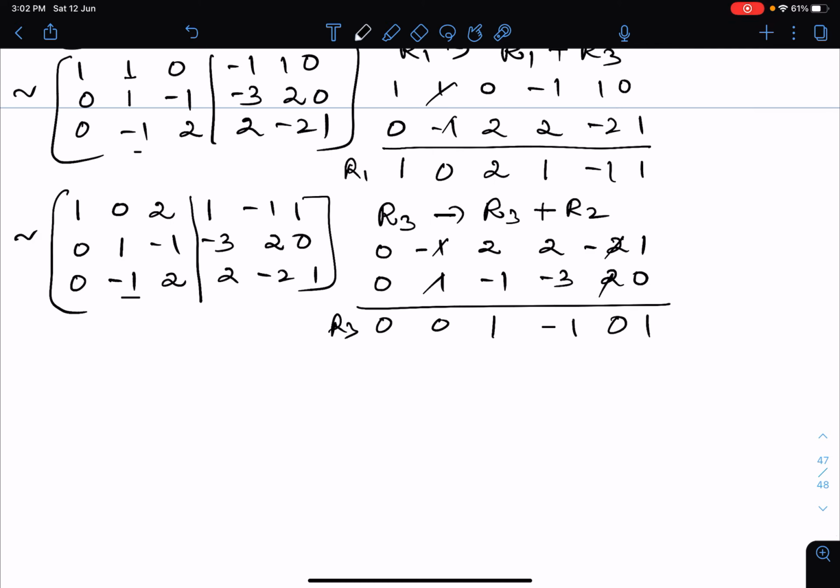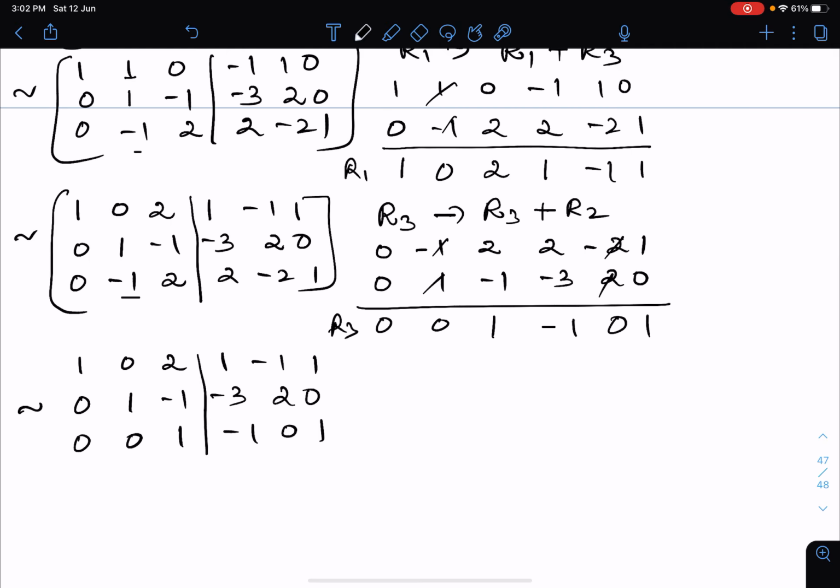So rewriting the equivalent matrix, 1 0 2 1 minus 1 1. R2 remains the same, 0, 1, minus 1, minus 3, 2, 0, and our new R3, 0, 0, 1, minus 1, 0, 1. Okay, this is going to be our augmented matrix. Now the second column is also over. Now we are going to come to the third column. Third column, the last element is 1, so no need to change it. So what we are going to do is, we are going to bring 0 here and here.